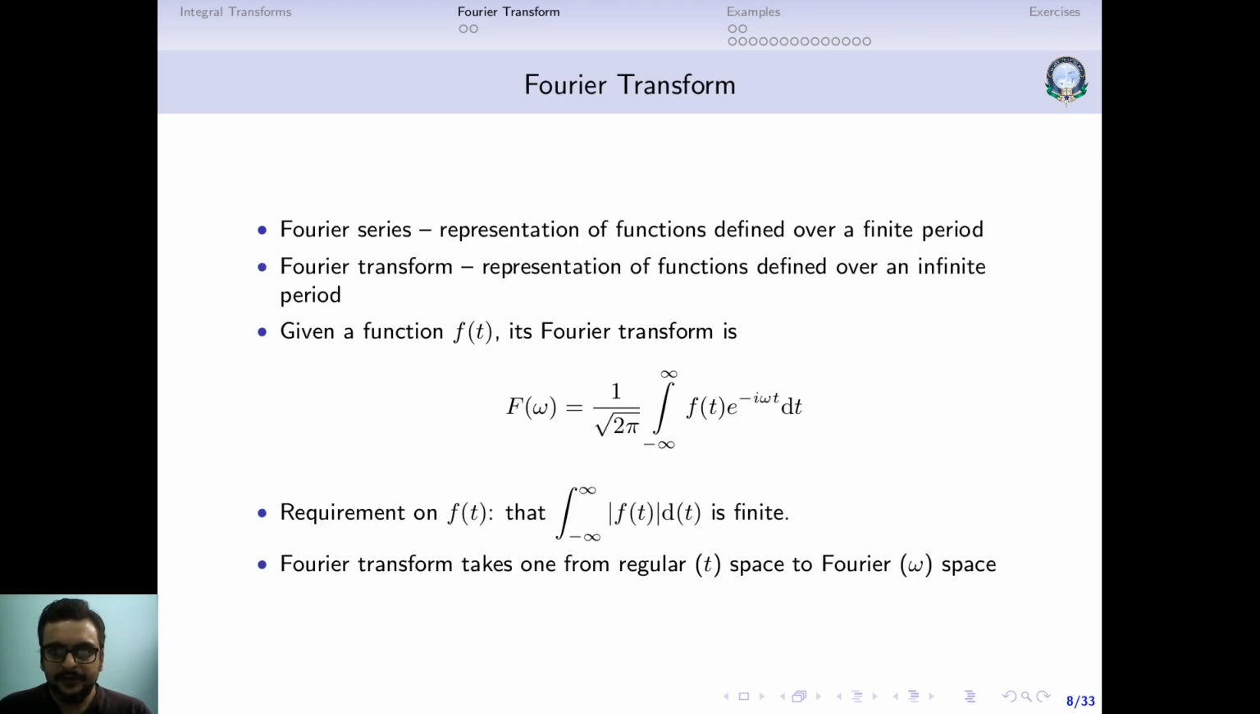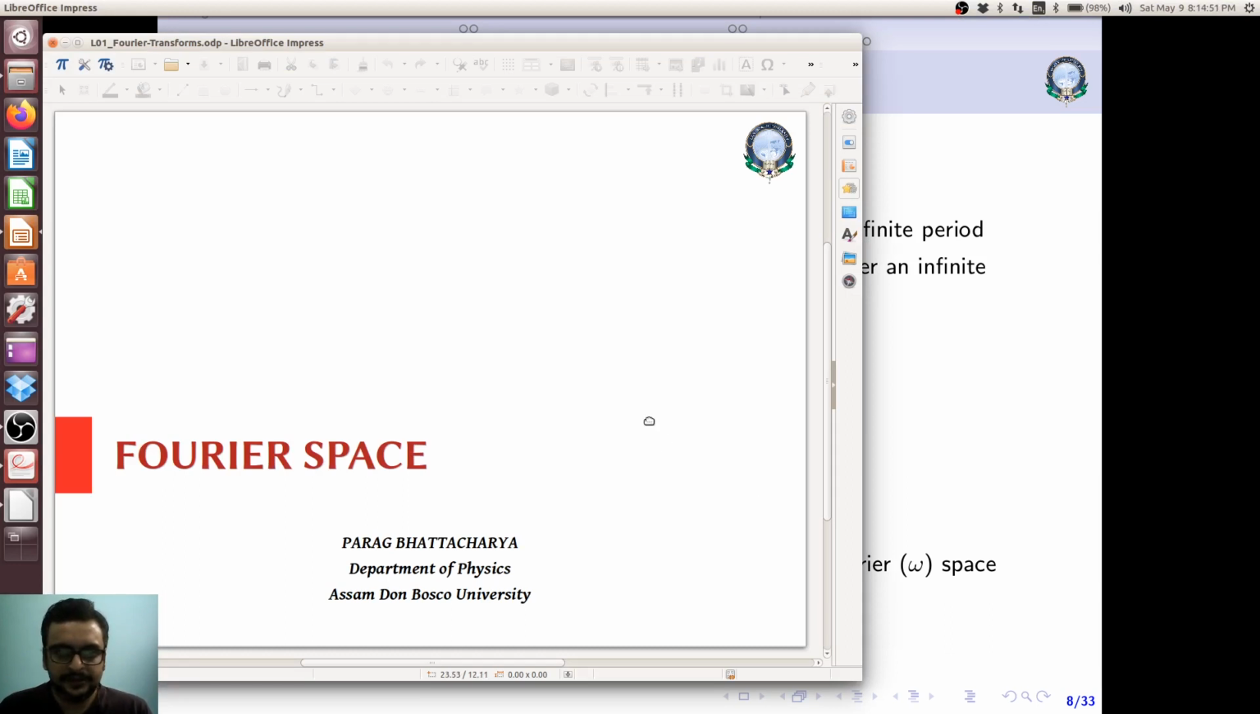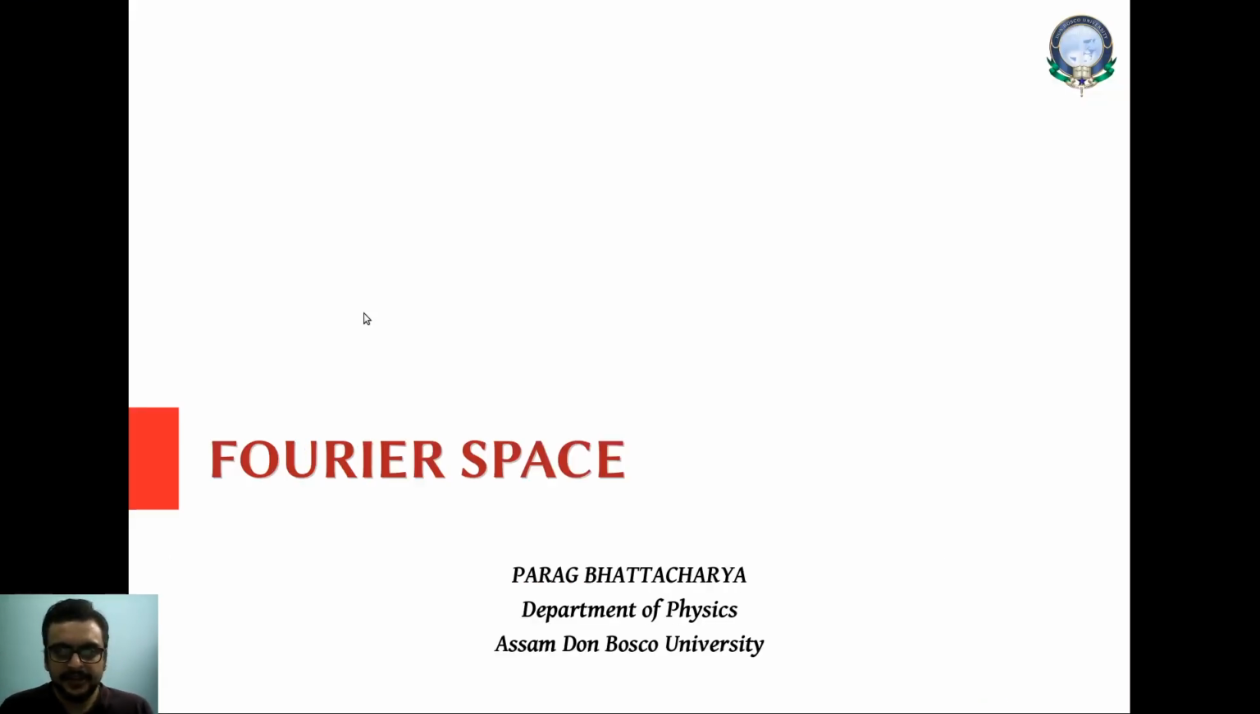So before we go into this Fourier space, I would like to just introduce you to this notion of Fourier space, just before we derive the expression for the Fourier transform. So for that, I'd like to take you to an illustration of Fourier space.